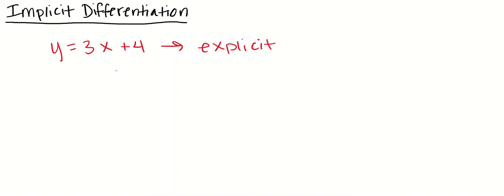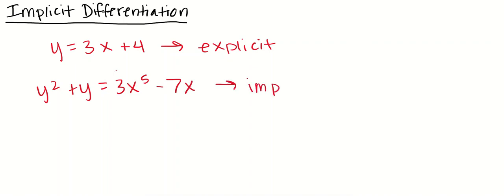But where we might see something called an implicit equation is if we had something like y squared plus y equals 3x to the 5th minus 7x. And so this is an implicit equation. That is because even though all of our y's are on one side and all of the x's are on the other side, we don't know exactly what y is in terms of x. I couldn't say that one y is equal to something in terms of x. I don't know what that is.